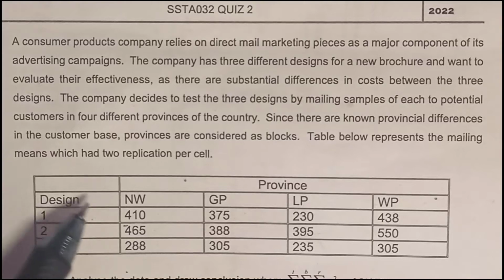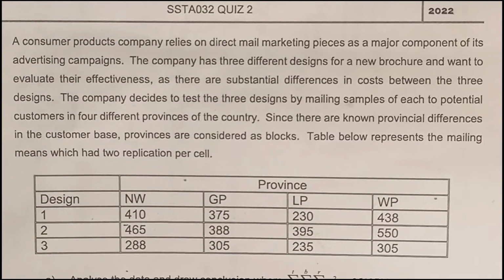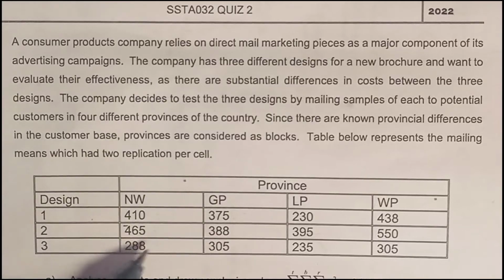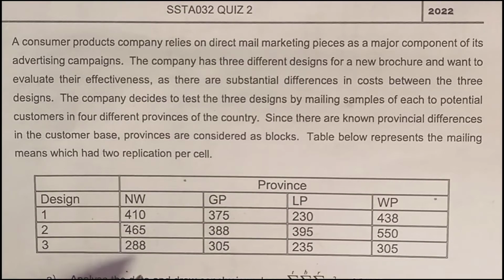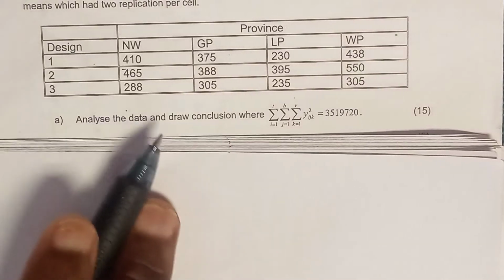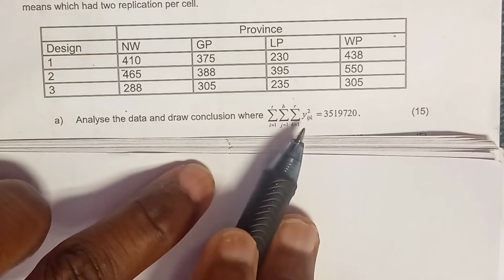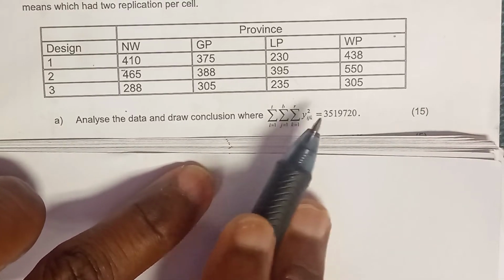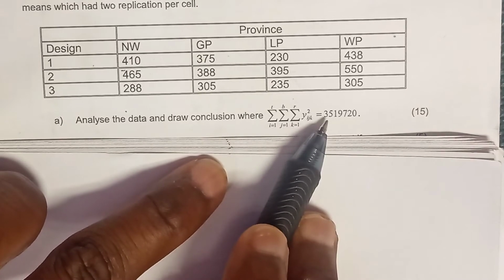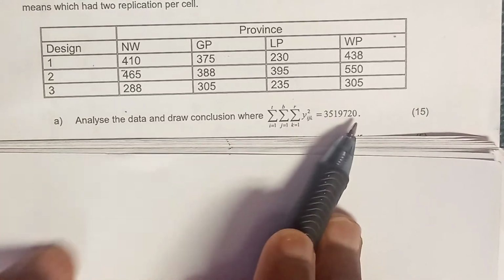So we're having the designs as treatment and province as block. We know that we are given the means per each cell, which had 2 replications, and we are required to analyze the data and draw conclusions. We are given the triple summation of yijk squared, which is 3,519,720.